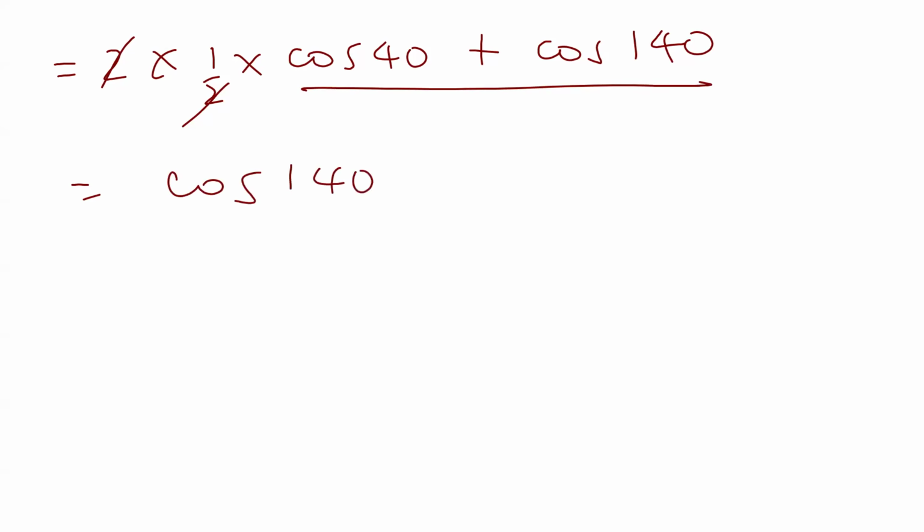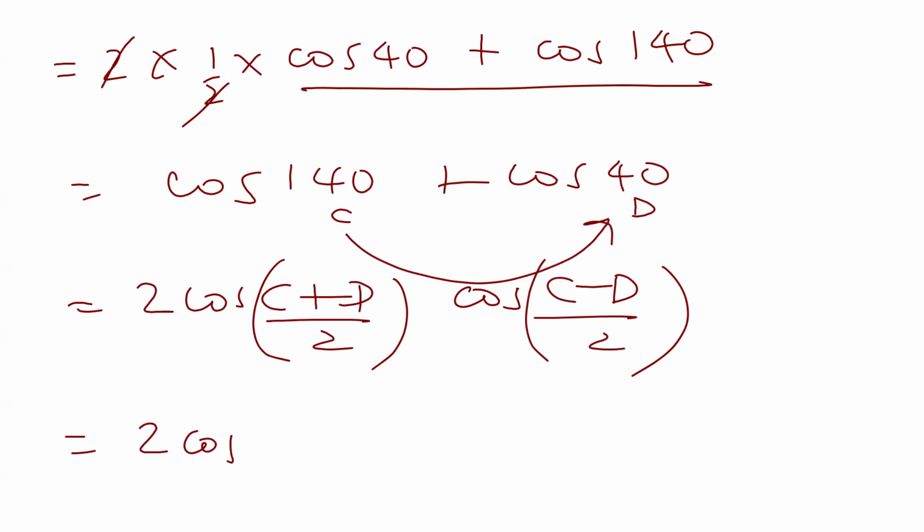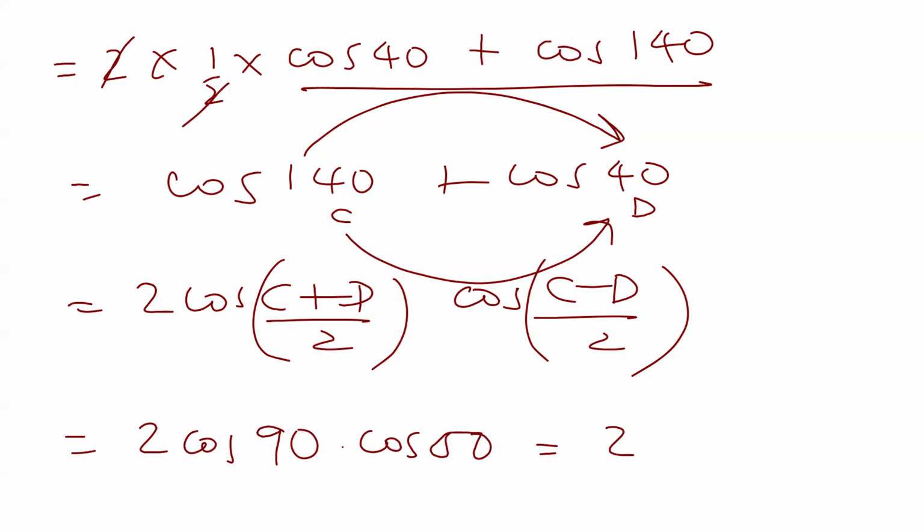So I can take the greater angle first. Again, this is C and this is D. So that is 2 cos (C plus D) by 2 into cos (C minus D) by 2. So 140 plus 40, that is 180. 180 divided by 2, that is 90. And 140 minus 40, that is 100. And 100 divided by 2, that is equal to 50. So 2 into cos 90. Cos 90 is 0, into cos 50, which is equal to 0. Cos 90 is 0. So that equals your RHS.